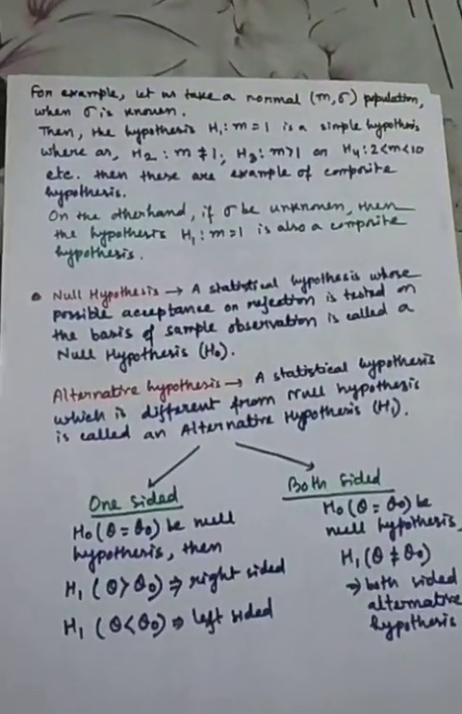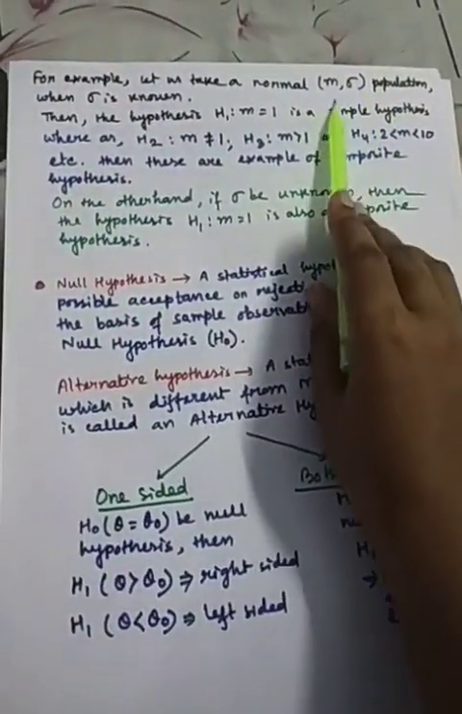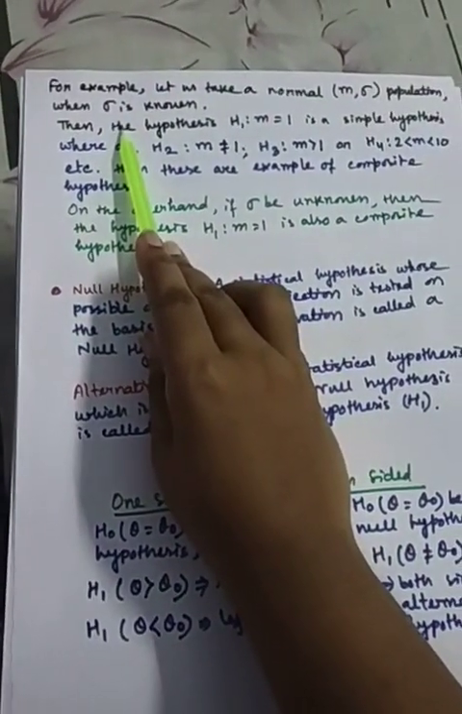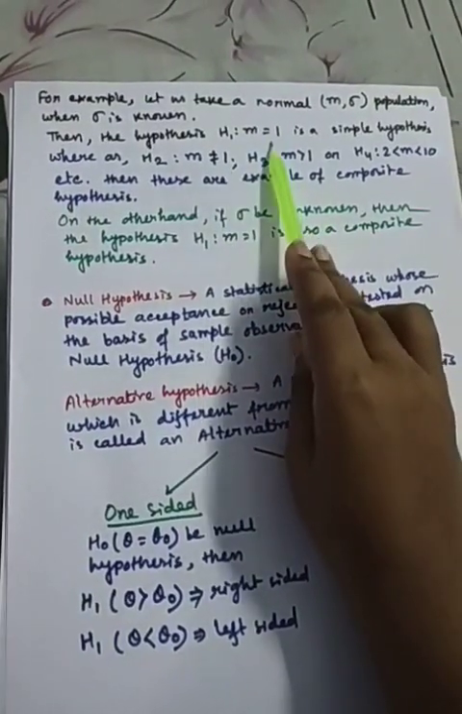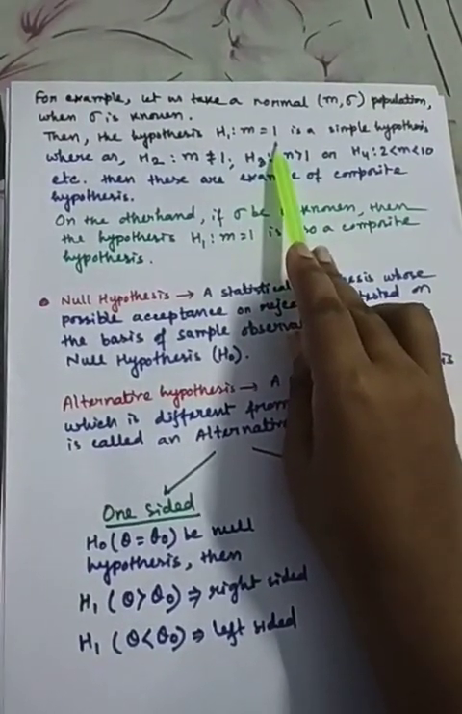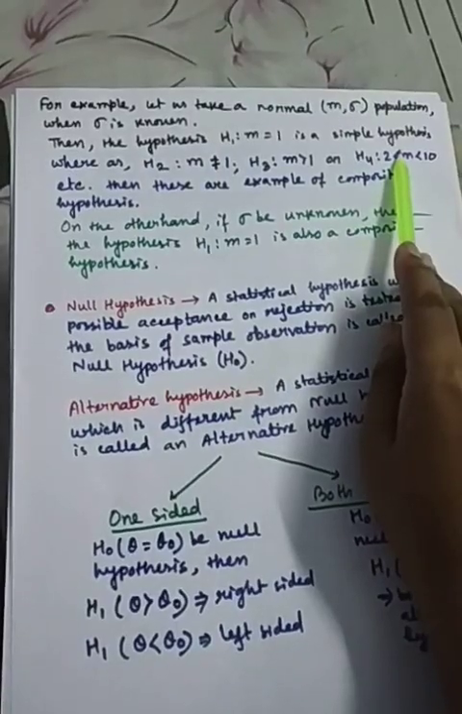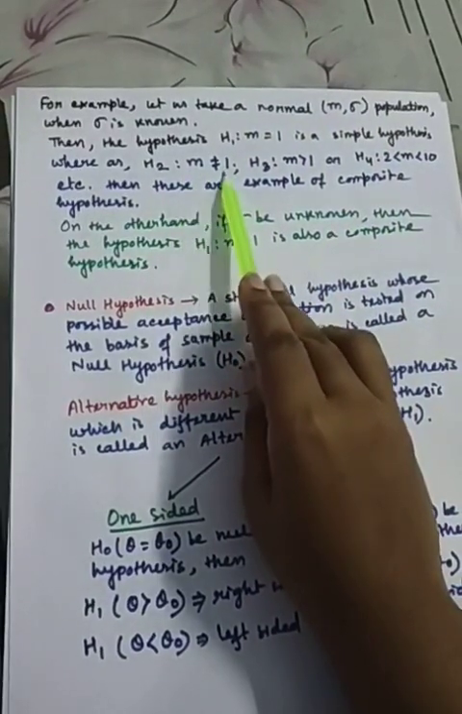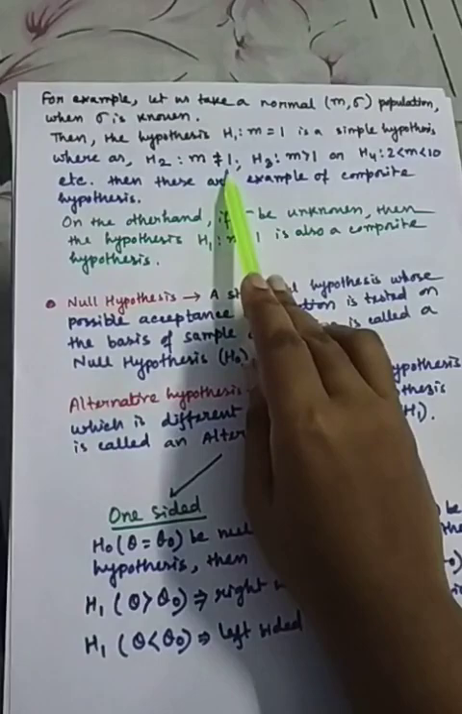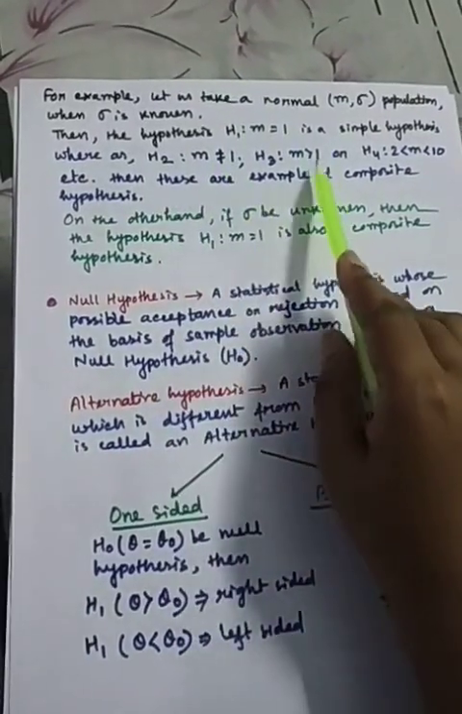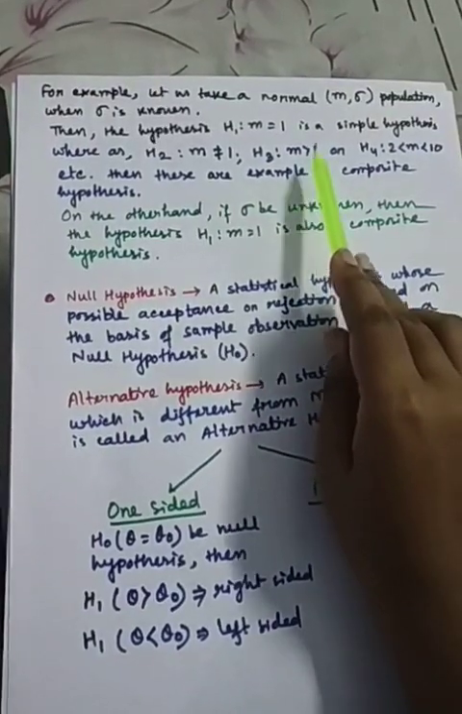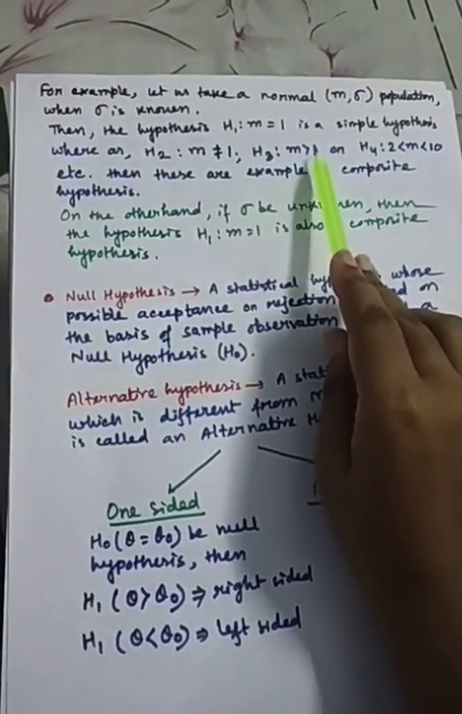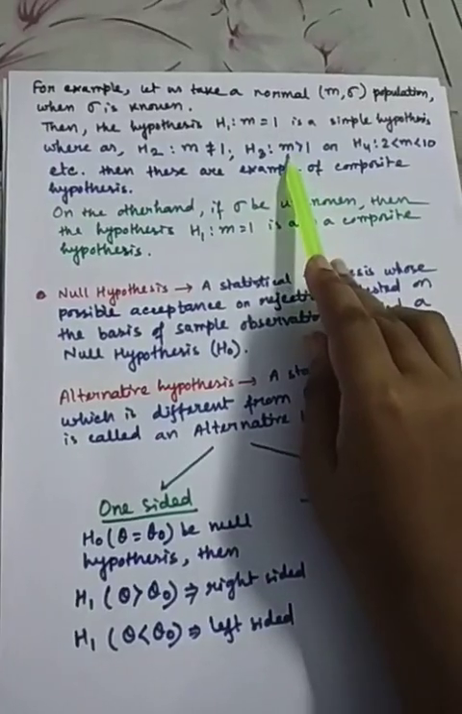As for example, suppose for a normal population, mu and sigma be taken in such a way that your standard deviation sigma is known. Then if we take the hypothesis such that mean equal to 1, then for this case as mean takes only one value, it's a simple hypothesis. But if we take the hypothesis as mean not equal to 1, so other than 1 it can take any value. Again, if we take the hypothesis as mean greater than 1, so in the positive sense any value greater than 1 can be taken as the mean.